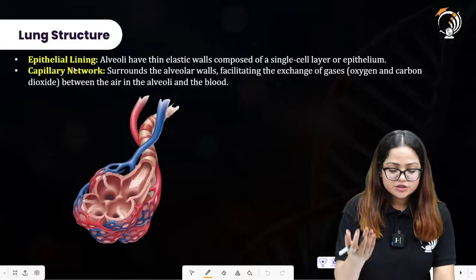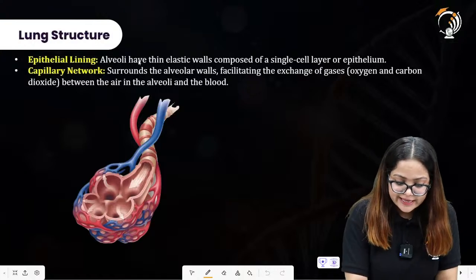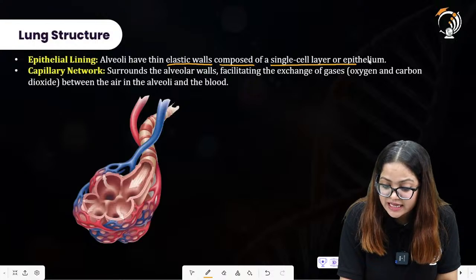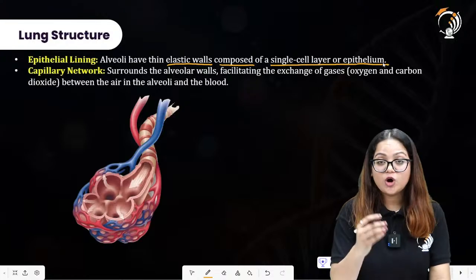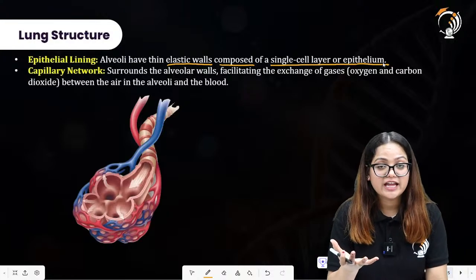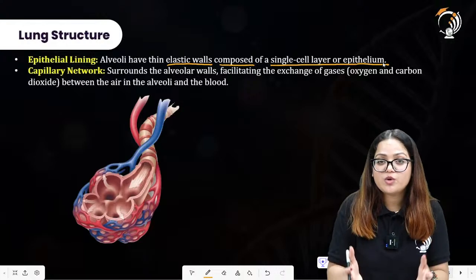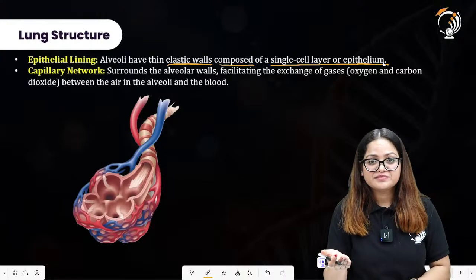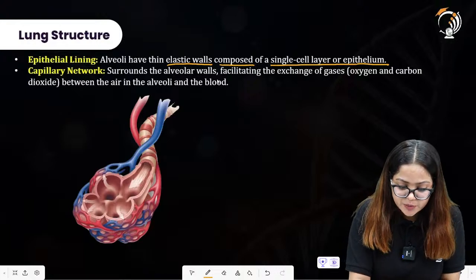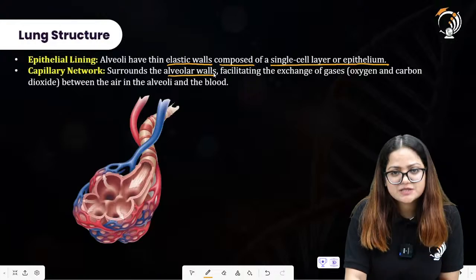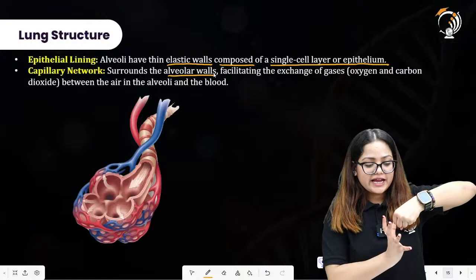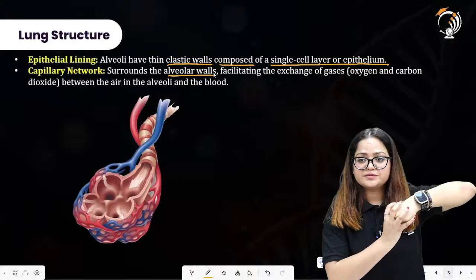As we have already understood about the epithelial lining also, alveoli have thin elastic walls composed of a single cell layer or epithelium, in order to enhance the diffusion, in order to allow more and more molecules or substances to pass a certain membrane. Done. Capillary network surrounds the alveolar walls, as we have already understood. This is the alveolar sac here, which is supplied by blood vessels here.